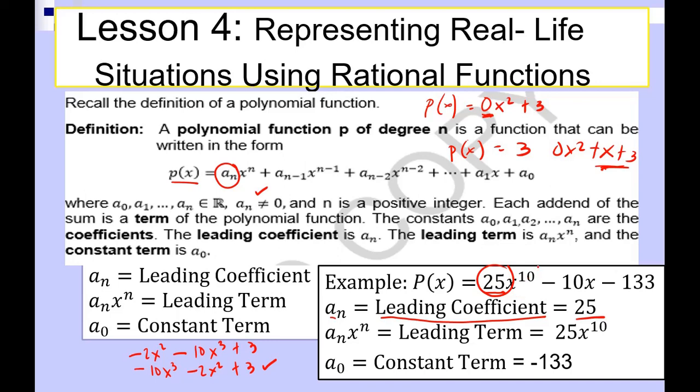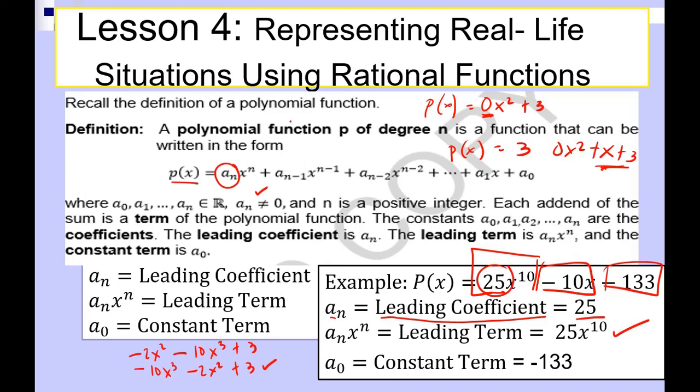So, this is a term. Each one is a term. For the first one, that is positive 25x raised to 10. This is our leading term. The leading coefficient is 25, the coefficient of the leading term. And then the constant term is the term without a variable.